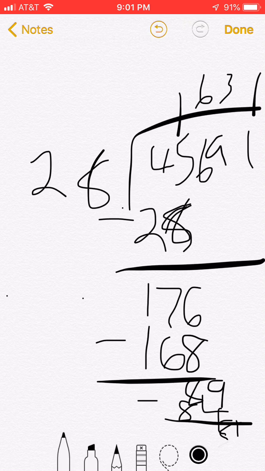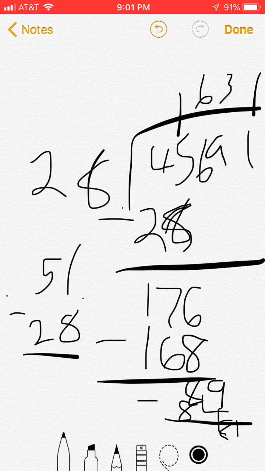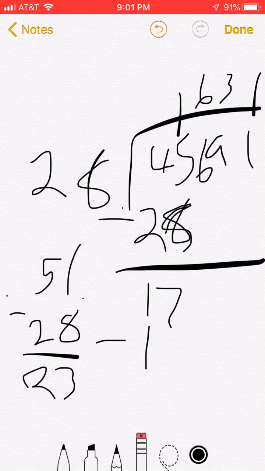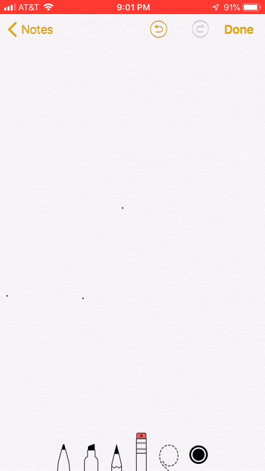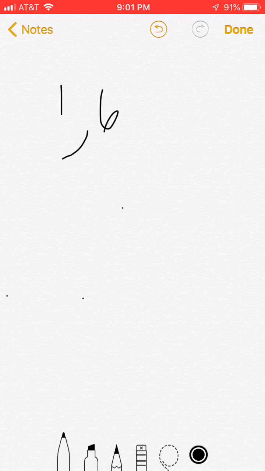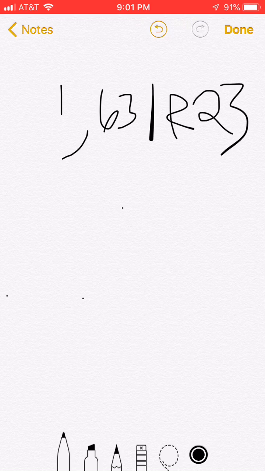So, 51 minus 28 is 23. I'm really running out of space here. So our answer has a remainder of 23. I can't even erase all of this. So our answer is 1,631 with a remainder of 23.